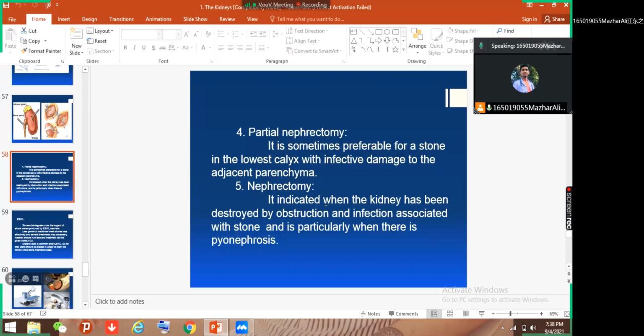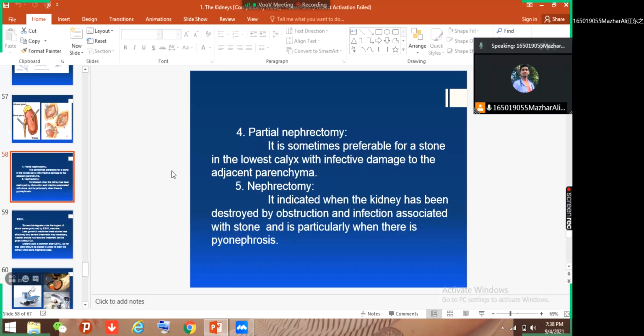Nephrectomy is indicated when the kidney has been destroyed by obstruction and infection associated with the stone, particularly when there is pyonephrosis. It's an emergency condition. Pus in the kidney, we do nephrectomy.